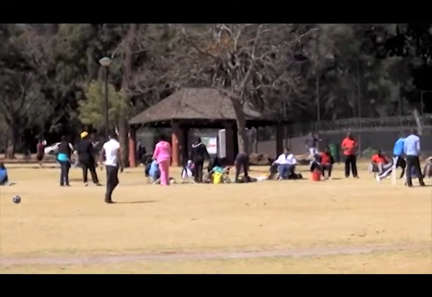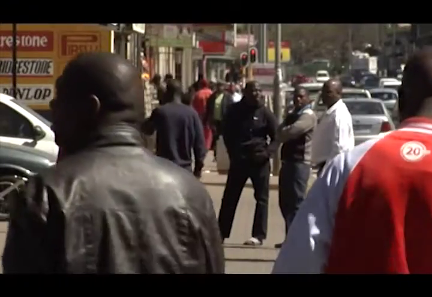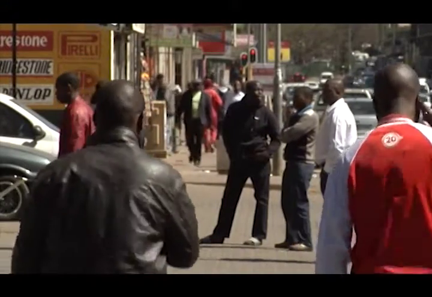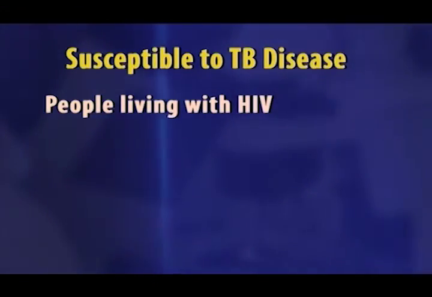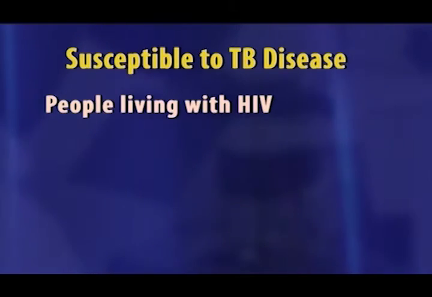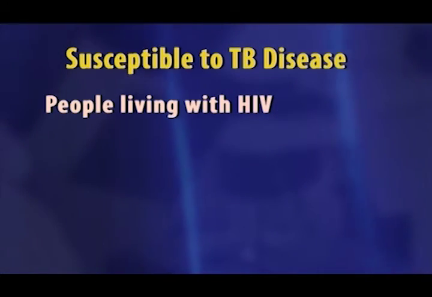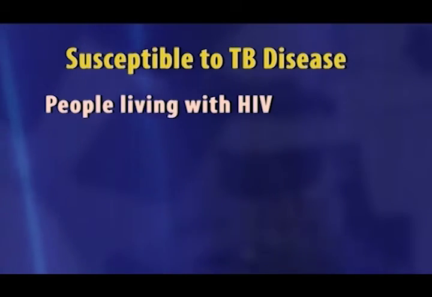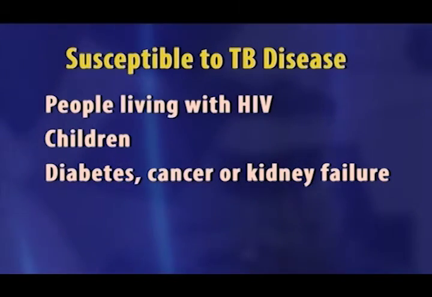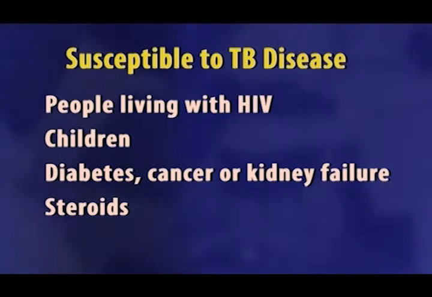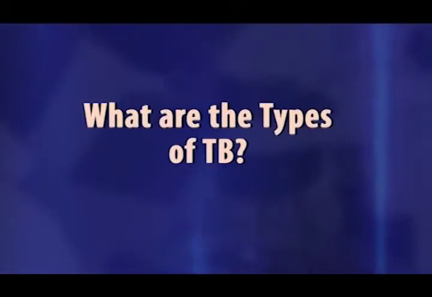Other patients and visitors may come into contact with patients who have TB disease and may also be at risk for infection. Again, many people who are infected with the TB bacteria never get sick, but some people are at higher risk. These include people living with HIV because they are very susceptible to infections because they have a weakened immune system. Other people who are susceptible to TB disease include children, people who have diabetes, cancer, or kidney failure, and those taking immunosuppressive medications like steroids or chemotherapy.